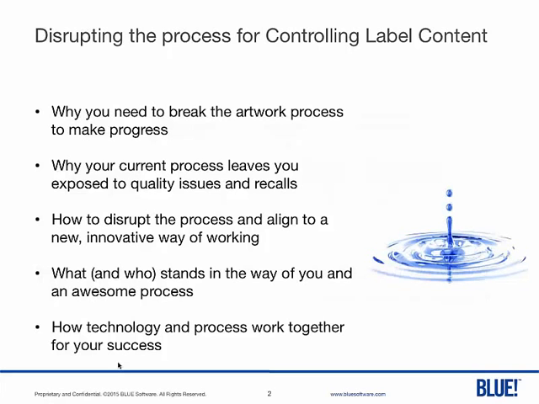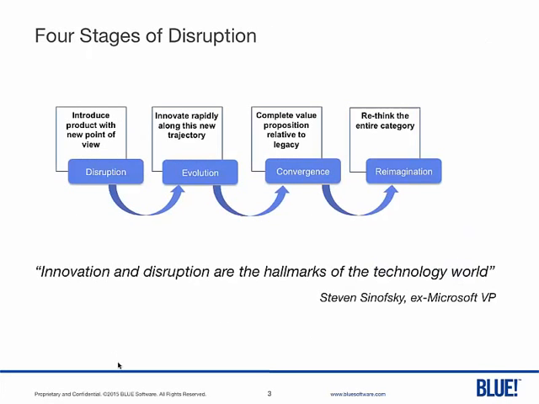So just to start off, when most of us think about the word disruption, I think we often view it in a kind of a negative connotation. But I'm going to talk about it in a more positive way today. So what we're looking at here, Steven Sinofsky created this diagram on the 4 stages of disruption, and he said that innovation and disruption are the hallmarks of the technology industry. Now, he's an ex-Microsoft VP, so his focus is probably obviously going to be on technology.